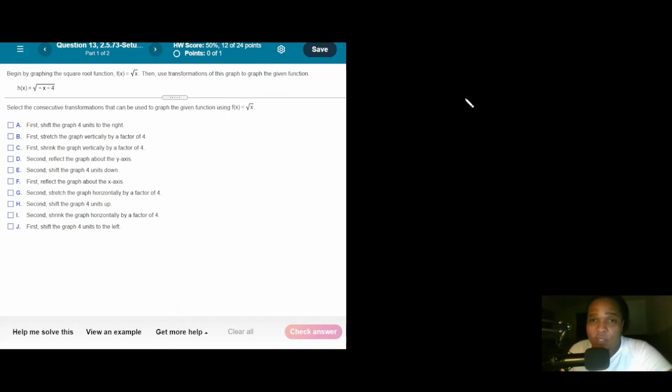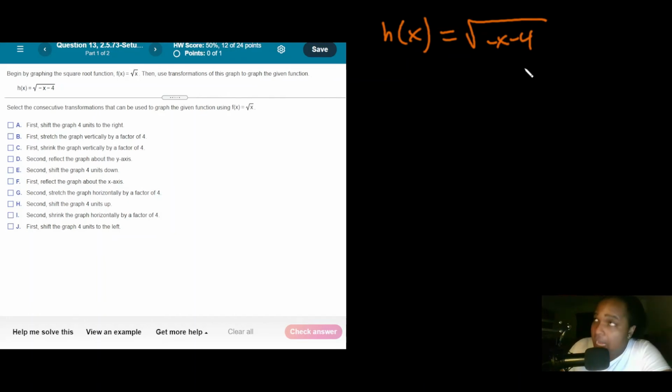Okay. When it comes to translations, when it comes to horizontal shifts in particular, let's take the function here. H of x is equal to the square root of negative x minus 4. Now, last time I told you, hey, if you have a -4 in there, you're just going to do the opposite of what you see, and it's a +4, right? Yes, that is true. But we have an elephant in the room. We have a negative in front of your x. So we're going to have to do something there.